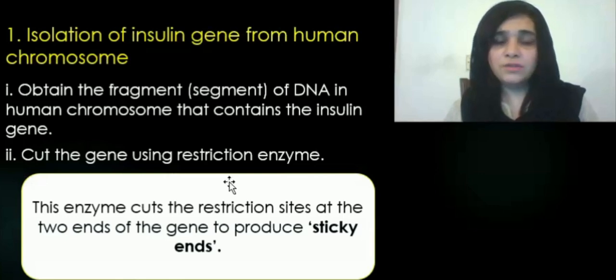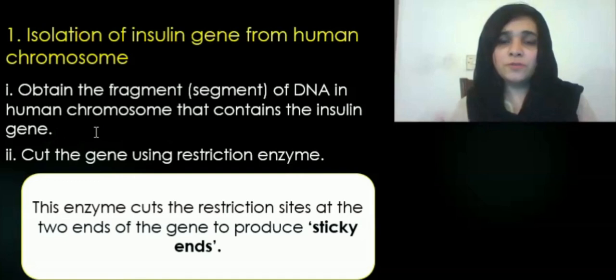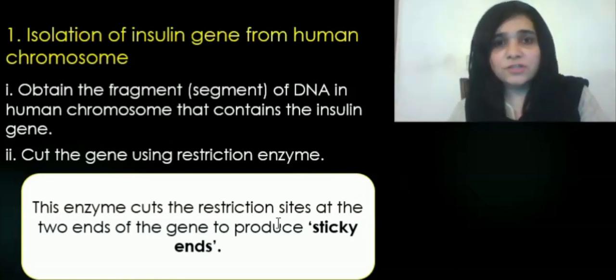Number 1, isolation of the insulin gene from the human chromosome. First of all, we have to isolate the gene of interest, and the gene of interest here is the insulin gene. We obtain the segment of DNA in the human chromosome that contains the insulin gene. Once we obtain that fragment, we cut the gene by using enzymes known as restriction enzymes. Now, what is the function of a restriction enzyme? This enzyme cuts the restriction sites at the 2 ends of the gene to produce sticky ends.